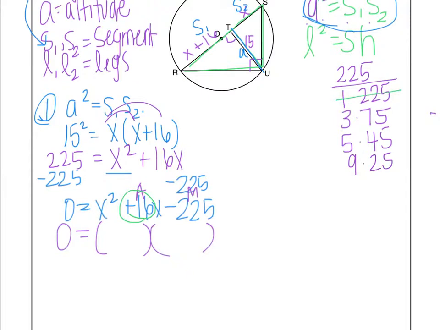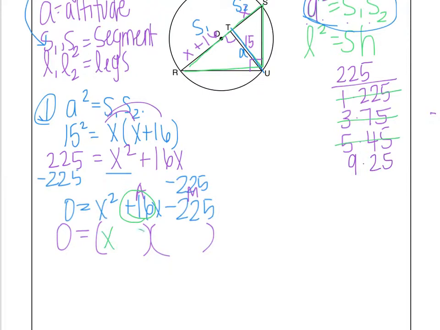Definitely not the first one, nor the second one. The numbers are too widely spread apart. 45 and 5, that could help me either get 40 or 50. So that won't help. 9 and 25, that should work.